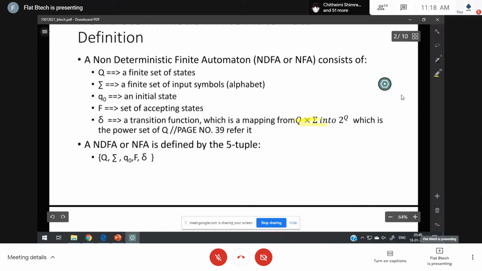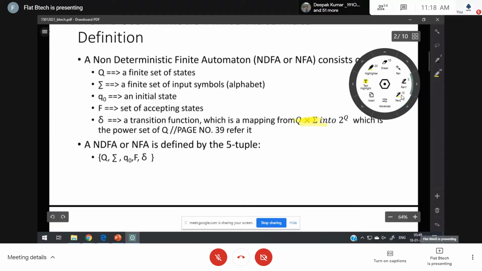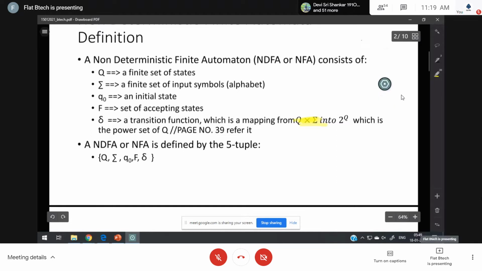So this one, right? I've used a highlighter. Please go back to your textbook. This summation will include epsilon. While explaining the example, I'll talk about that one, so don't worry about that. Summation union epsilon will be there in your textbook.